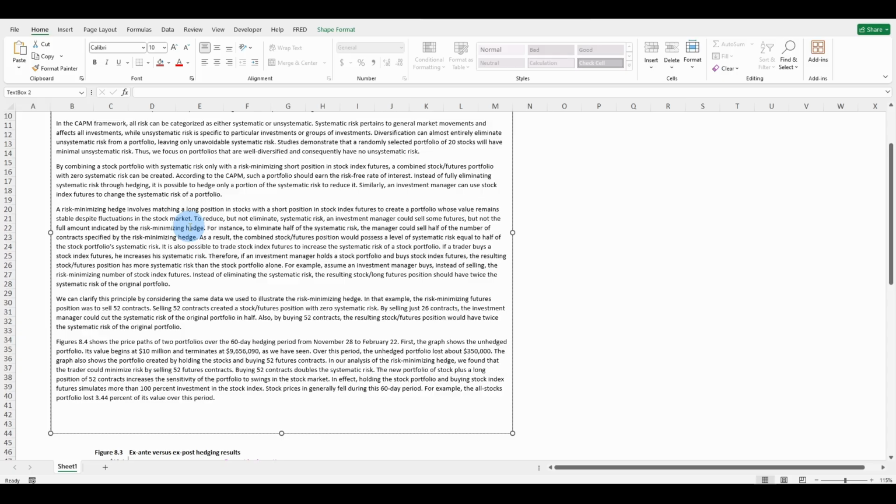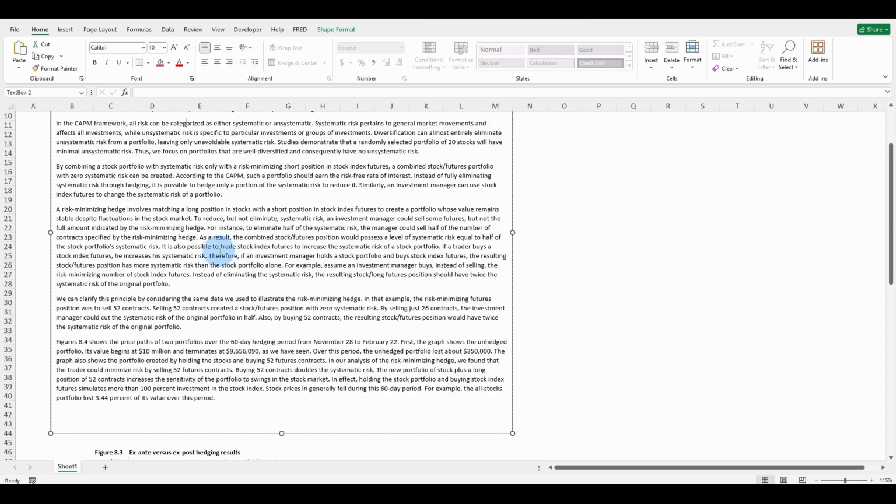Let's say your hedge ratio is 100, your portfolio beta is 1.5, maybe you only want to hedge 60% of that. Oh, I bet there's a formula that's going to tell us how to do it. For instance, to eliminate half the systematic risk, the manager could sell half the number of contracts specified by the risk minimizing hedge. As a result, the combined stock futures position would possess a level of systematic risk equal to half of the stock portfolio's risk.